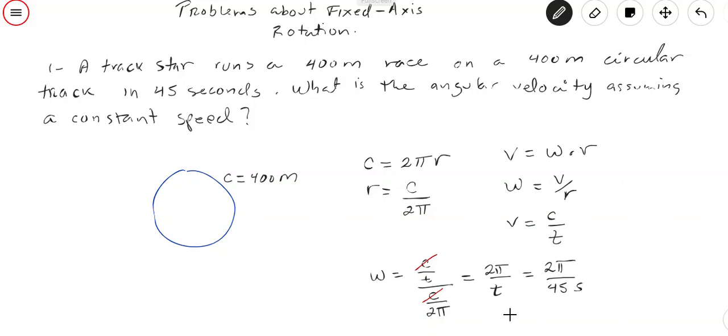And if we perform the division here, we get that the angular velocity would be 0.14 radians per second. So my question was, what is the angular velocity assuming a constant speed? The angular velocity assuming a constant speed is 0.14 radians per second.